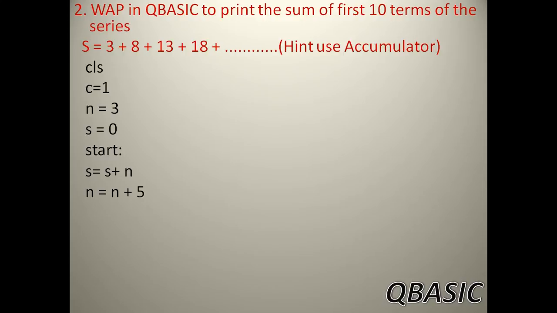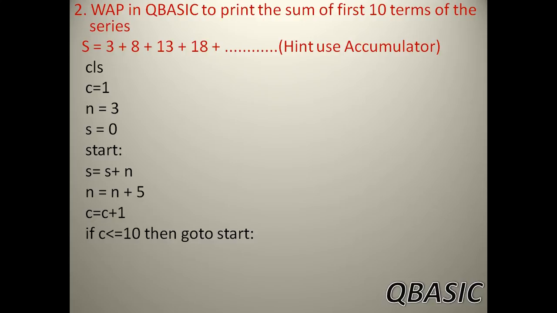Next, you increase the values. So N = N + 5. The first number is 3; 3 + 5 will be the second number, 8. Next, you need to increment the counter by 1. So C = C + 1. Now the counter value is 2. Up to how many times does this counter need to work? Up to 10 times. So, if C is less than or equal to 10, then go to start.